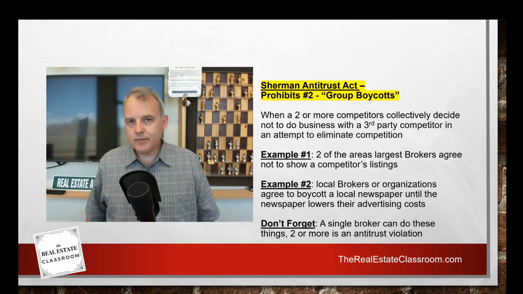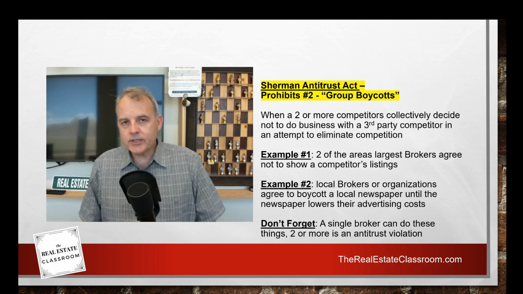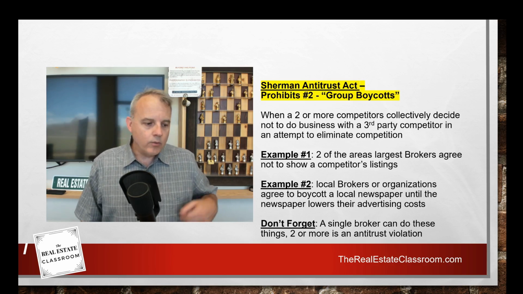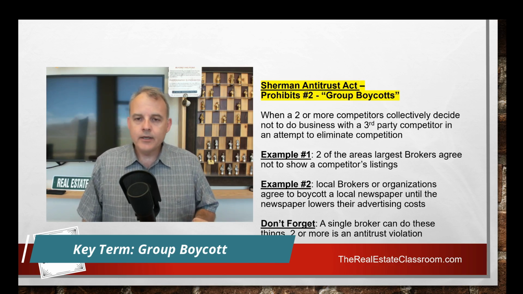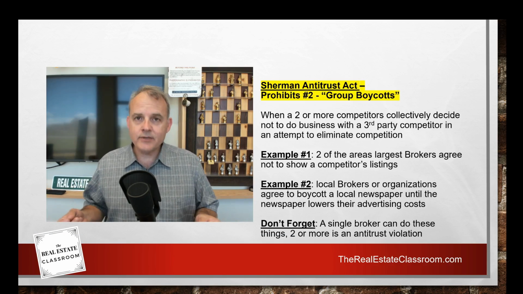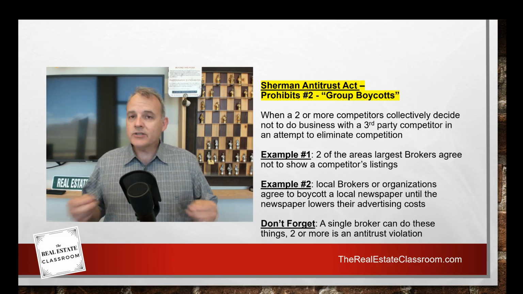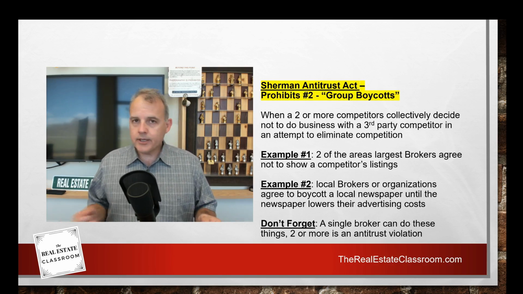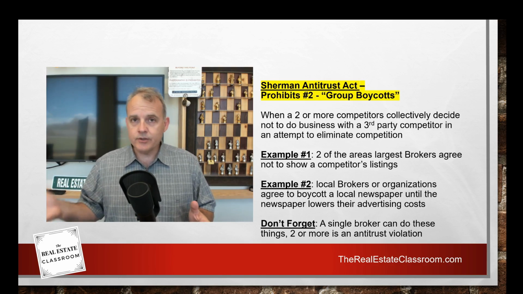All right, the second prohibition under the Sherman Antitrust Act is what we call group boycotting. So this exists when two or more competing brokers collectively decide not to do business with a third-party competitor. And it's a blatant attempt to put that person out of business or eliminate competition.